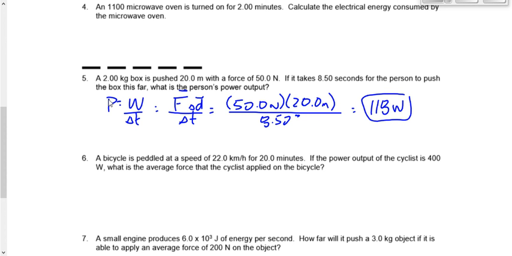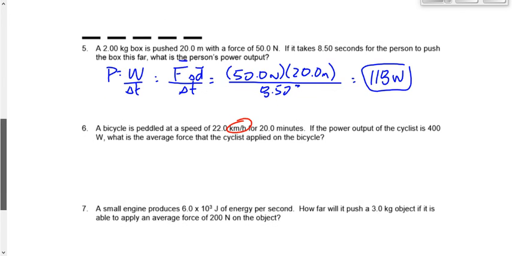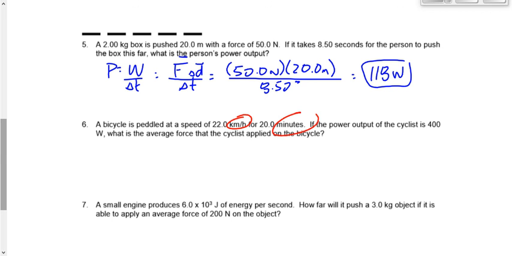All right, next one, 6 says a bicycle is pedaled at a speed of 20 kilometers per hour for 20 minutes. The power output of the cyclist is 400 watts. What's the average force that the cyclist applied on the bicycle? This one's a little bit trickier here. We got a power output. We have a speed here, which, if we use that, we're going to want to convert to meters per second, and the minutes to seconds as well. Yes, you're right. Thank you.